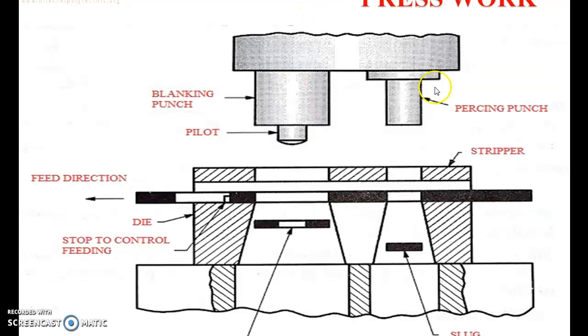Now you can see here, this progressive die is divided into two stations. That means here is the movement of the workpiece or metal strip. So here is where the material is fed to this progressive die.